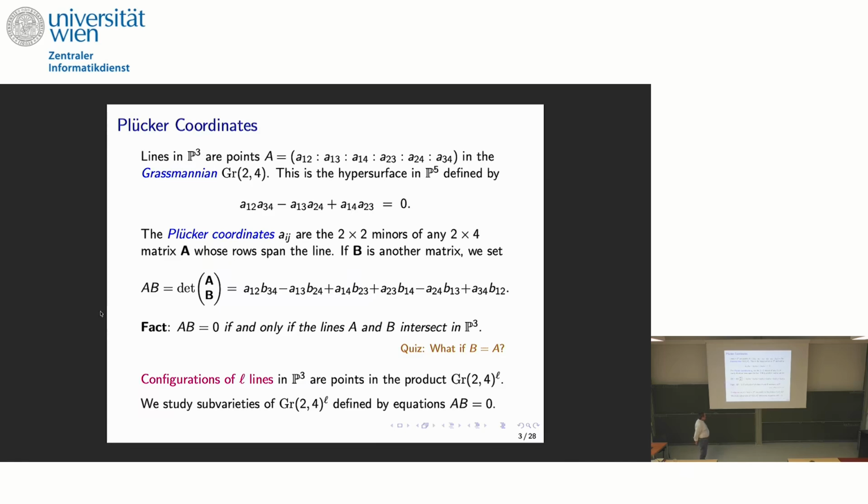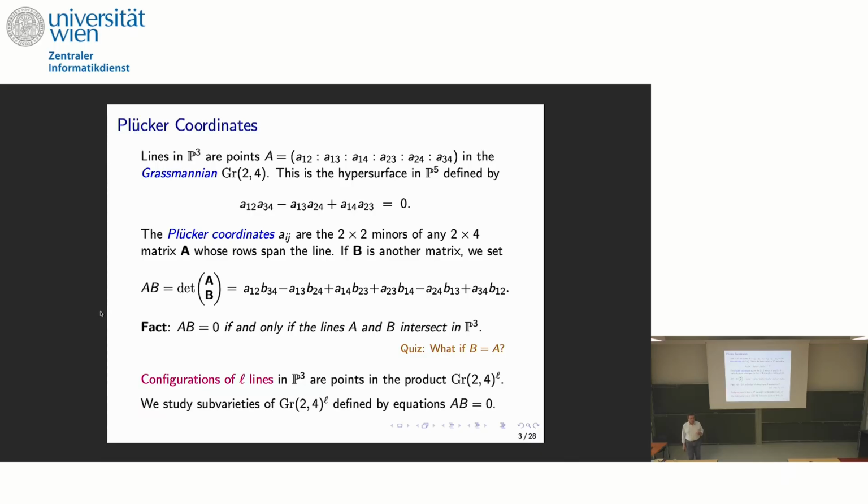Okay, so I like to talk about configurations of L lines in P^n. That's a point in the product space, the Grassmannian times itself, L times. Now the number L here, that's already funny.